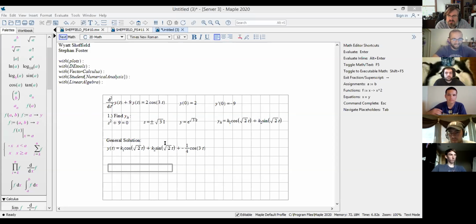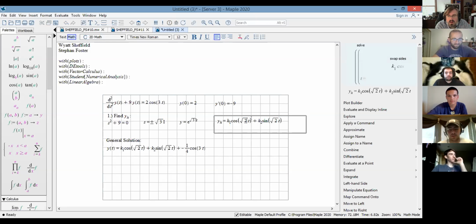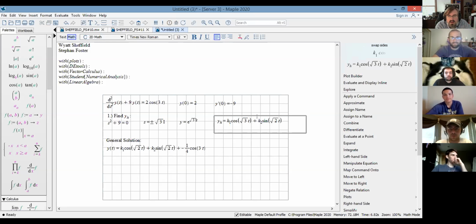So where did the square root of 2 come from? Oh, I messed that up. Square root of 3. I was looking at the notes, and it's square root of 2 in the notes, and it's square root of 3 in my copy.